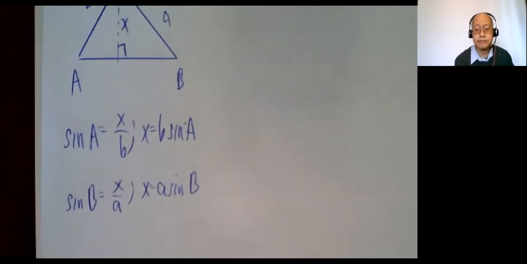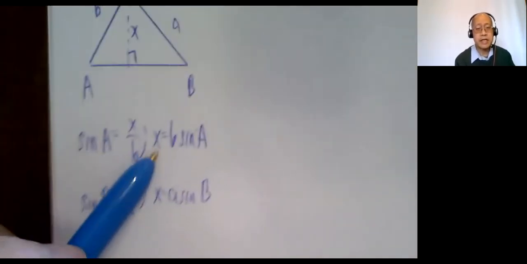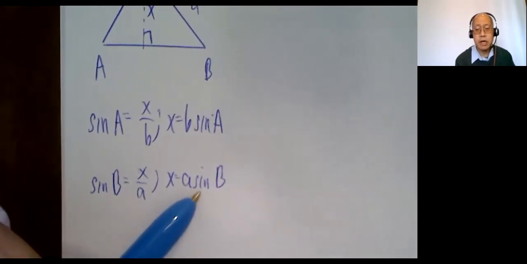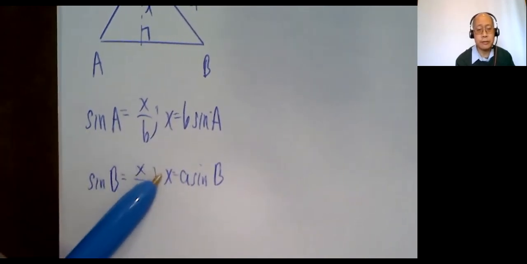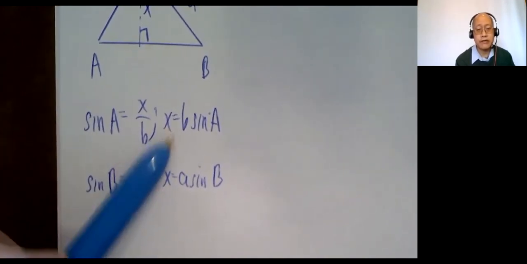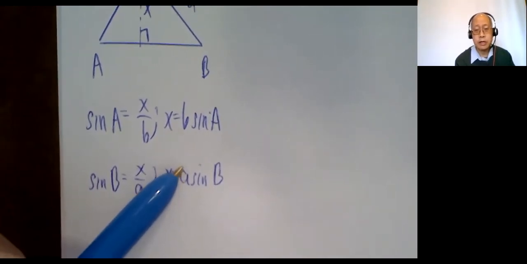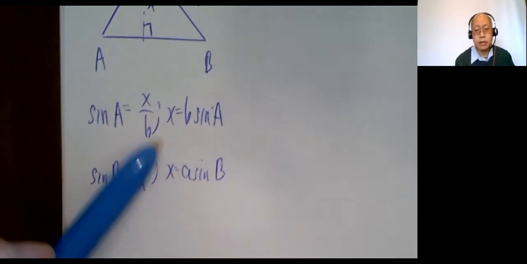Okay, you agree with that? All right, x is b sine a, x is also a sine b. Maybe you had this in high school geometry: if two things are equal to a third object, they have to be equal to each other, right? You may have heard that as the transitive property.